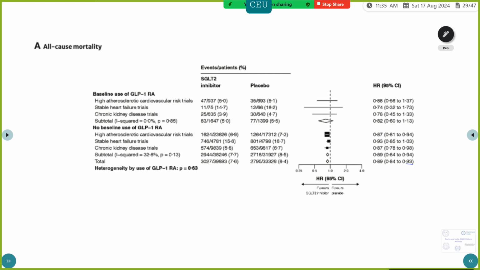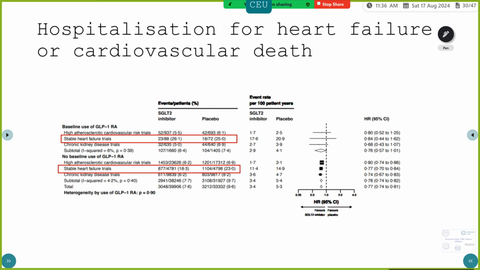So for a 0.7 reduction to have an effect, the number needed to treat would be 100 by 0.7, which will come to around 143. So that many patients we should treat to have an effect, assuming that the mortality without is 10%. So we should remember that those are not absolute risks, it's only relative.